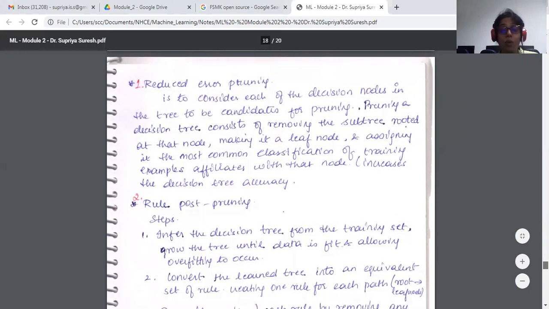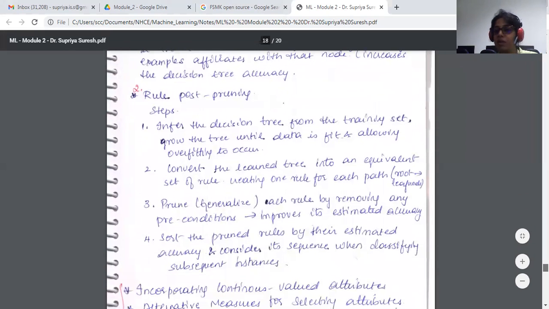What does rule post pruning do? There are certain steps that it follows. The steps for rule post pruning are: first, infer the decision tree from the training set.